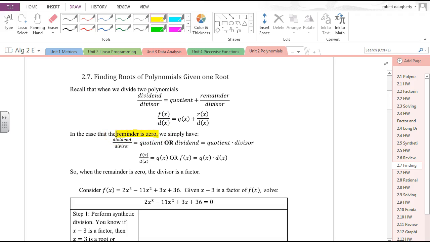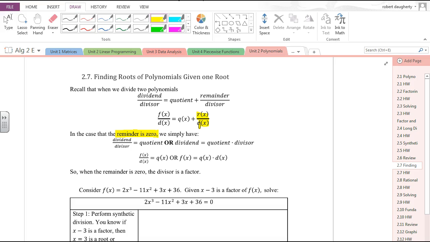Now, what happens in the case that the remainder is 0? And that's a typo, it says reminder. So if the remainder is 0, then this whole term goes away. So when I divide these two, I get a quotient. That means I can write this polynomial as the product of which two? If f of x over d of x is equal to q of x, then f of x is equal to what two things multiplied? D and q.